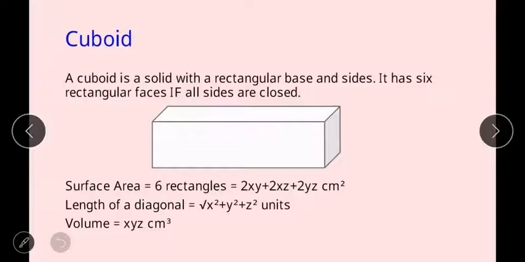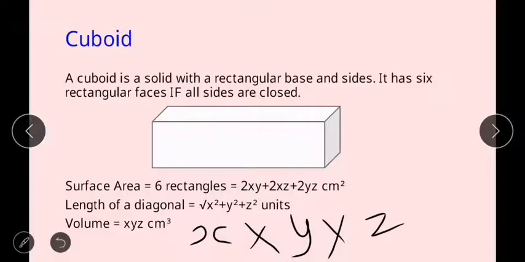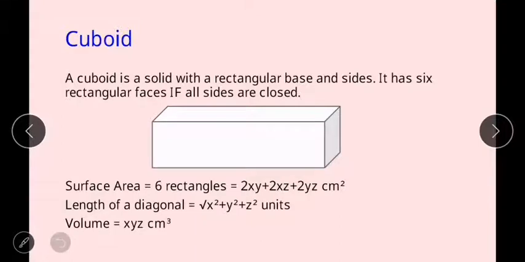How do we calculate the volume of a cuboid? The volume of a cuboid is calculated as its length times its breadth times its width. Okay? Length times breadth times width: xyz centimeter cube. Let us take an example for better understanding.